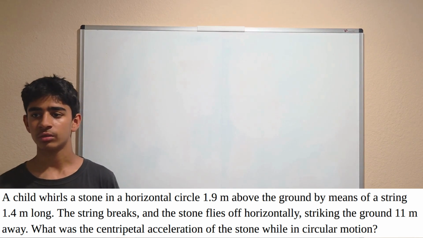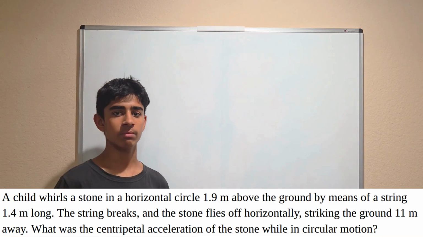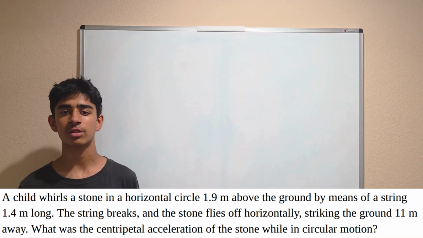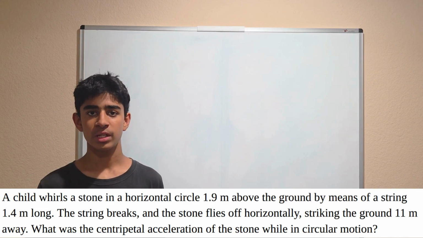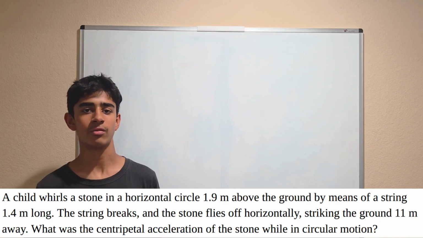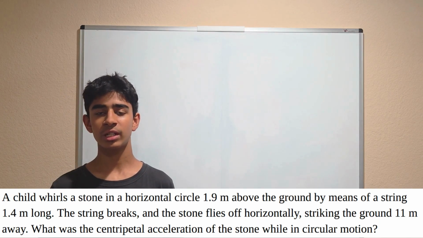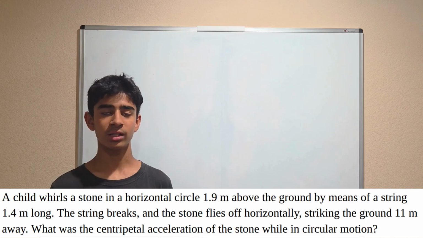A child whirls a stone in a horizontal circle 1.9 meters above the ground by means of a string 1.4 meters long. The string breaks and the stone flies off horizontally, striking the ground 11 meters away. What was the centripetal acceleration of the stone while in circular motion?